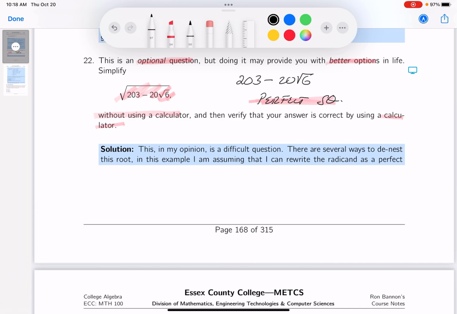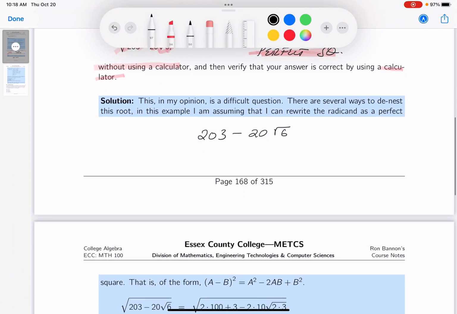And so I'm going to write down 203 minus 20 root 6. It's tough, but I'm not saying it's easy. And I want to see if I get that to be a perfect square. I'm looking at it, and I'm thinking to myself it's probably going to be of the form (a minus b) squared, which would turn out to be a squared minus 2ab plus b squared. Now, you may wonder why I'm doing this, because there's a subtraction sign. That's why I'm doing that. So let's take a look at it, and I'll write this down for you.